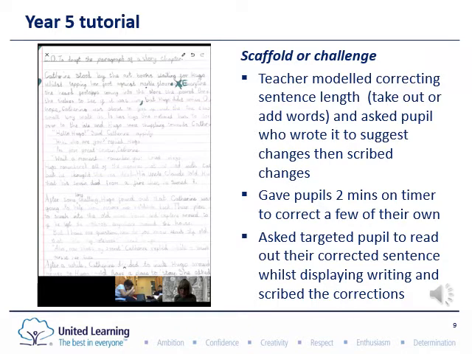Then the teacher set the timer and said to the pupils that they had 2 minutes on the timer to look at their own writing and correct, edit some of their sentences if they were too long. And when the timer went off, that was it, with the expectation that when they got their Sway for the following day, they would spend more time doing this through the entire piece of writing.